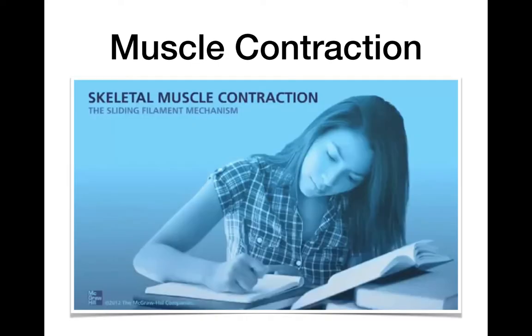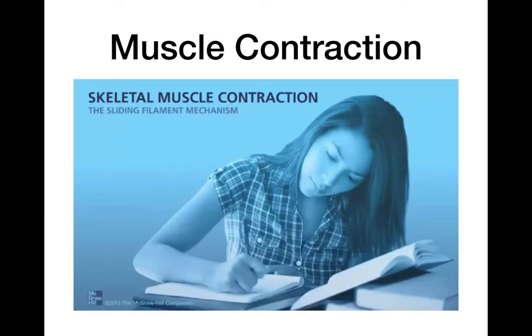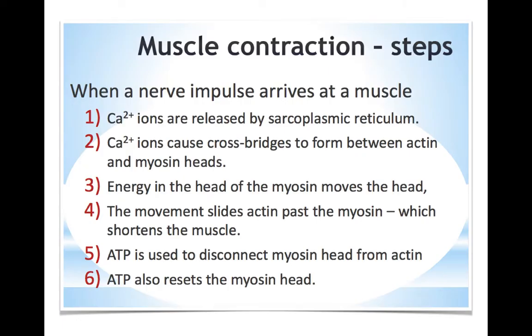Okay, so there's a little video showing how it works. I'm not going to play that for you now. You can look it up if you want to. And then we went through and did a practice activity with this, where here are the steps. Calcium ions are released by the sarcoplasmic reticulum. They cause cross bridges to form between actin and myosin by releasing the tropomyosin block. The energy in the head of the myosin moves the head, and that slides the actin past the myosin, shortening the muscle. That's the contraction, as the muscle gets shorter. The ATP is used to disconnect the myosin head from the actin, and it resets it for the next contraction on the next signal.